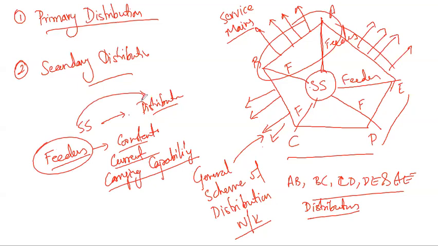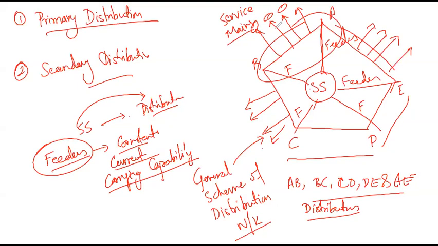Service mains is generally a small cable which connects the distributor to the consumer terminals. So these are the consumer terminals. Consumer terminals are nothing but the loading terminals, and these are the service mains. These are the small wires there.